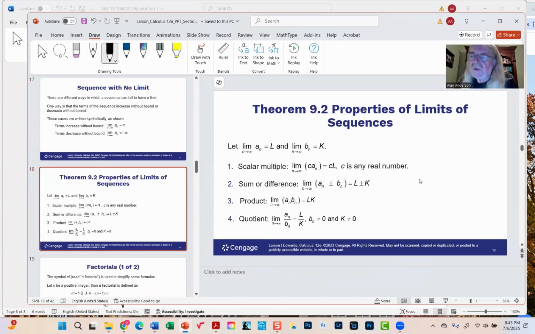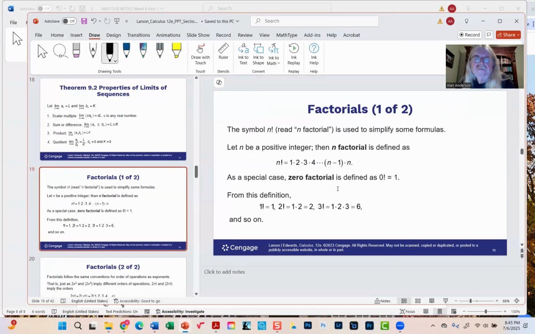Now, here's some of the algebraic properties of sequences that we should know, and they look very similar to the properties of limits. You can see, for example, if I have a scalar multiple, I can just factor it out. The limit of a sum is the sum of the limits. The product is just the product, and the ratio is just the ratio, as long as we don't have division by zero. Here's a quick reminder of what factorial looks like. We just saw that before.